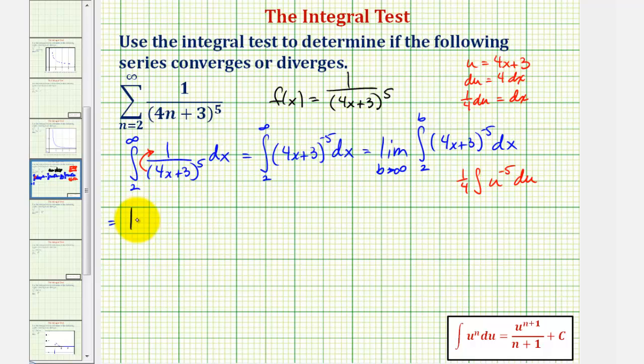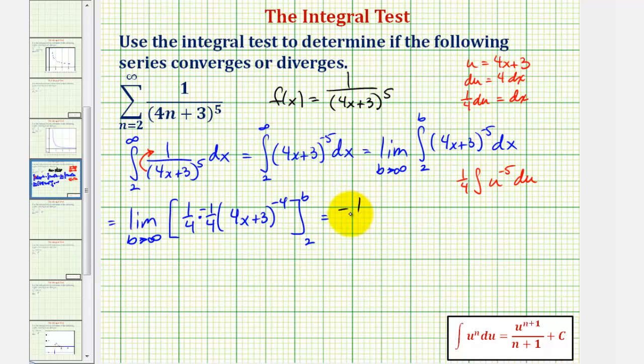So now we'd have the limit as b approaches infinity of, the antiderivative would be 1/4 times u to the power of negative 5 plus 1, which is negative 4, divided by negative 4, or in our case, we'd have 1/4 times the quantity 4x plus 3 to the negative 4 divided by negative 4, or times negative 1/4. And the interval is from 2 to b. Notice here we have negative 1/16. Let's go ahead and factor that out.